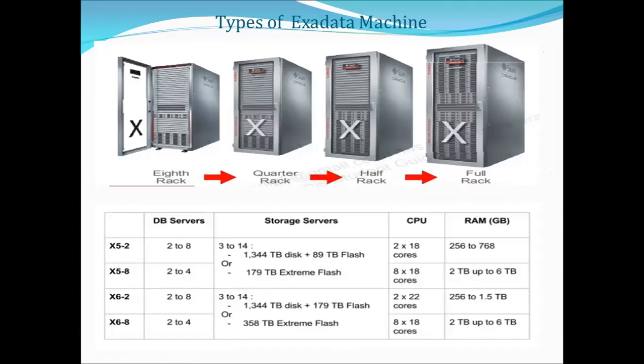So we have already discussed the types of Exadata machine: eighth rack, quarter rack, half rack and full rack. These are the capacities for storage, CPU and RAM. In X6-2 and X6-8, we have 2 to 8 database servers and 3 to 14 storage servers.